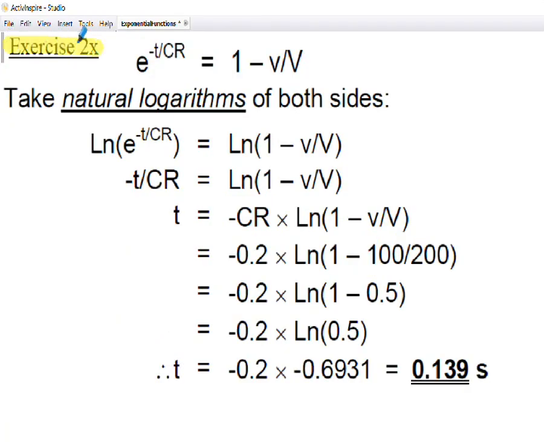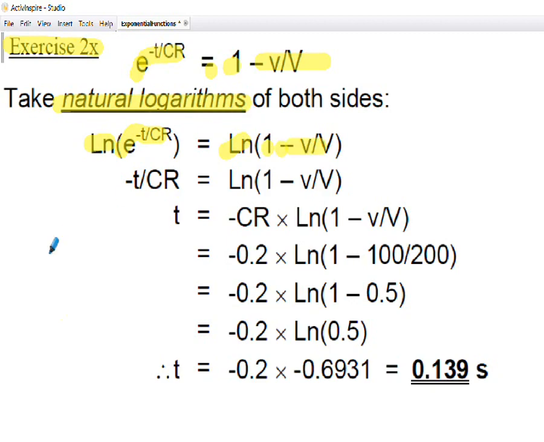Exercise 2x continued here. I've just repeated this line for convenience. So e to the minus t divided by CR is equal to 1 minus little v upon big V. What I'm going to do now is take natural logarithms of both sides of the equation, so ln of both sides. So on the left hand side I get ln of e to the minus t divided by CR, and on the right hand side I get ln of 1 take away little v upon big V.